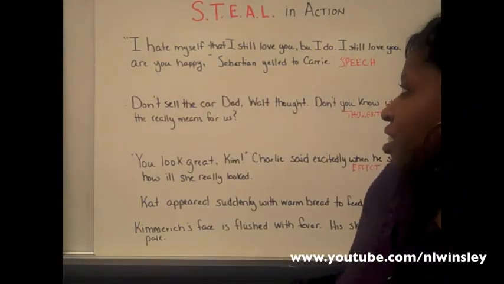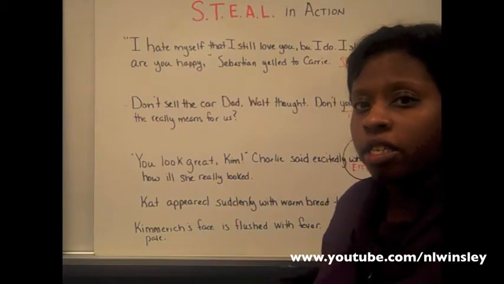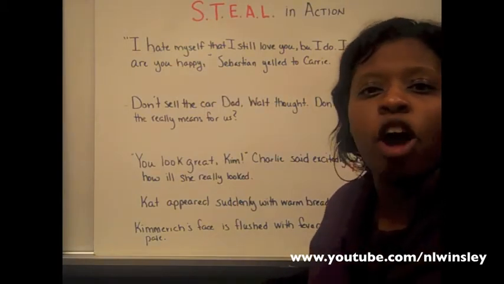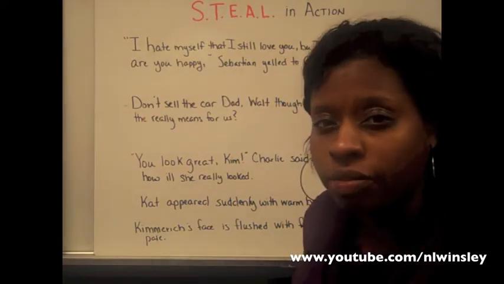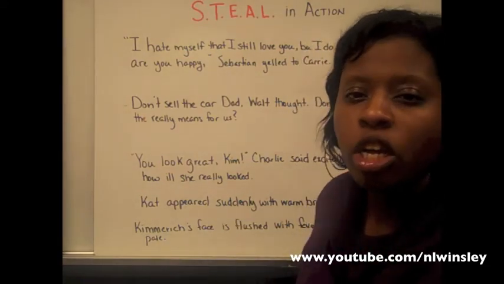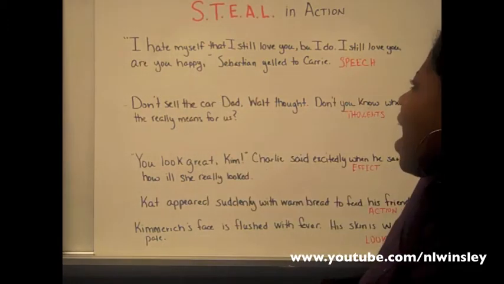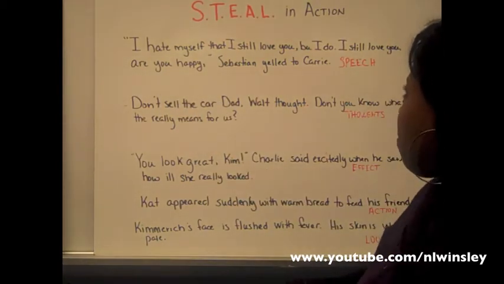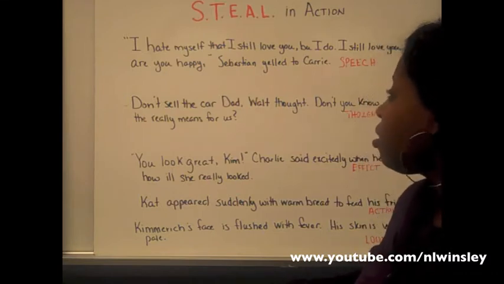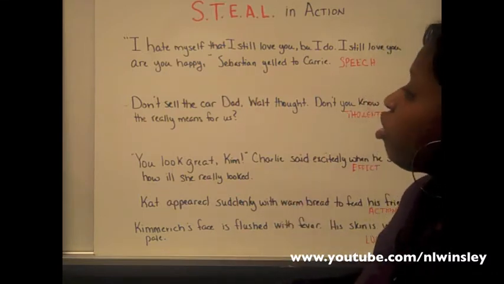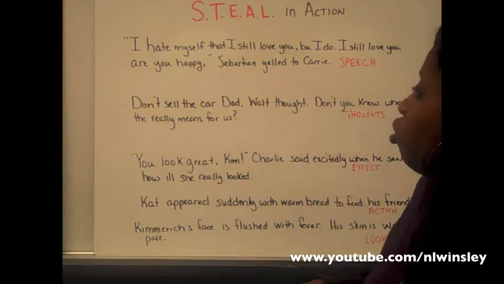So we have five sentences here, and each sentence gives us an indirect way that the author is trying to show us about a character or characters in question. So let's see how speech looks in action. "I hate myself that I still love you, but I do. I still love you. Are you happy?" Sebastian yelled to Carrie. So clearly Sebastian is yelling this to Carrie.